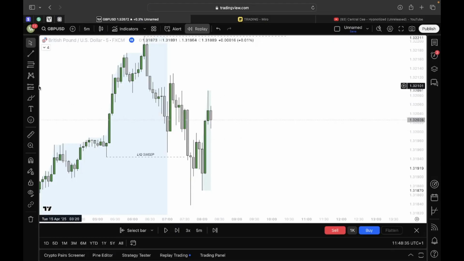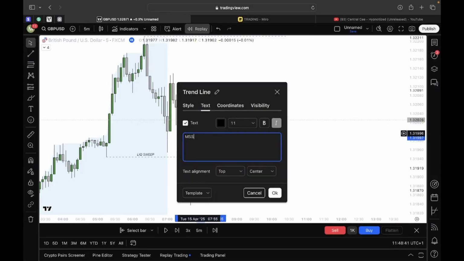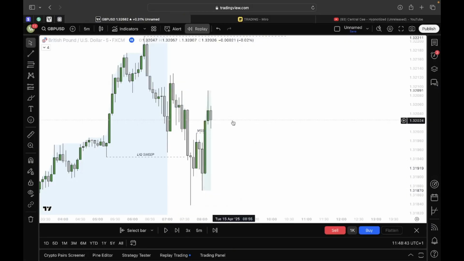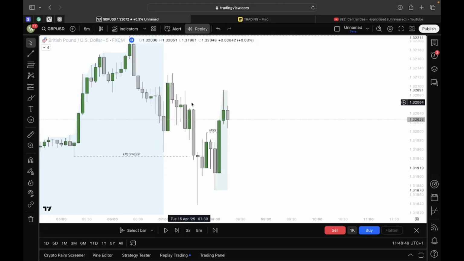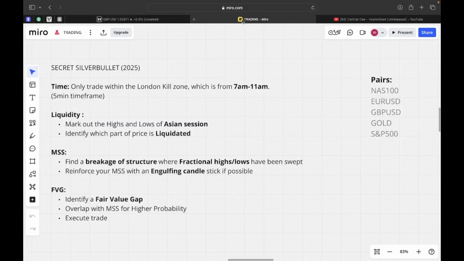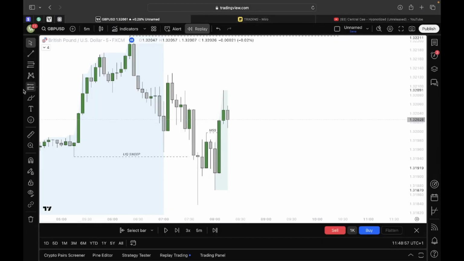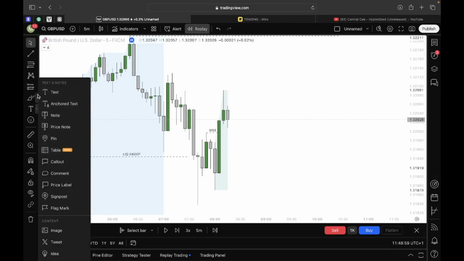So what we're going to be doing is marking out our market structure shift, which will be from here to here. This is our market structure shift right here, and as soon as we get it, we're going to mark out our fair value gap. Let me show you. We need to identify a fair value gap, overlap the fair value gap with a market structure shift for high probability, and then we execute the trade. So this is what I'm going to be doing right now.